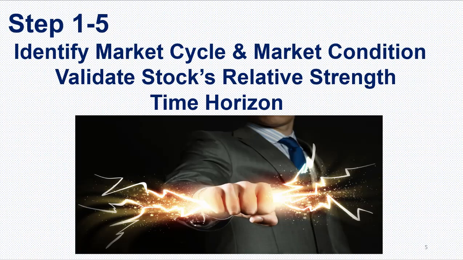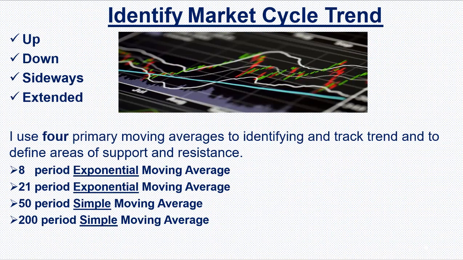So for steps 1 through 5, we want to identify the market cycle, the market condition, and then validate your stock's relative strength and time horizon for the stock that you're trading. So is the market or stock you're currently trading in an uptrend, downtrend, sideways, or extended? We want to identify and quantify what that trend is.